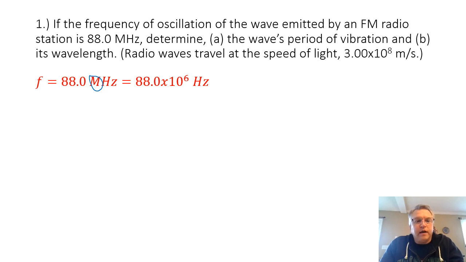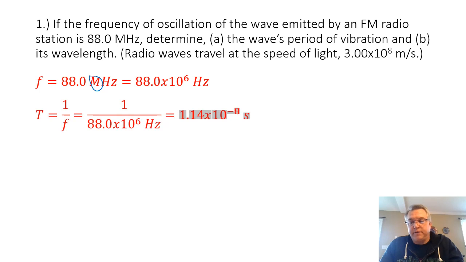To find the period, I just take the reciprocal of the frequency, so I take 1 and divide that by our frequency. So the period is equal to 1 over 88.0 times 10 to the 6th hertz, and that will give me a period of 1.14 times 10 to the minus 8th seconds.